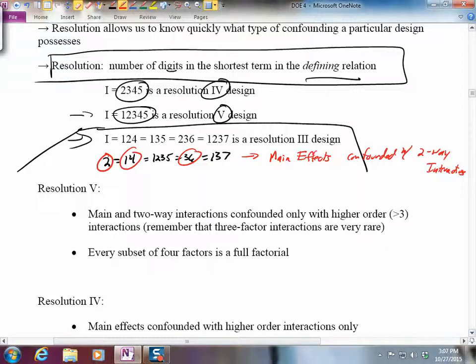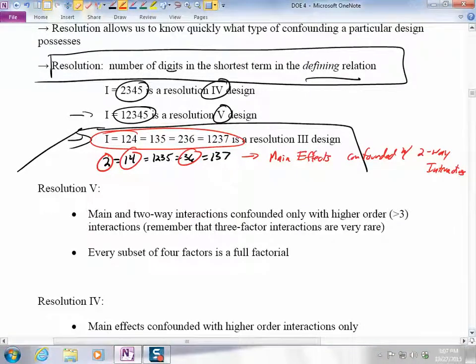And if you think about what you're doing here, if you're looking for the shortest term, if there are 3 terms in here, then when I multiply by one of the main effects, I'm going to be left with 2 things left, right? So it's going to be main effects confounded with two-way interactions.